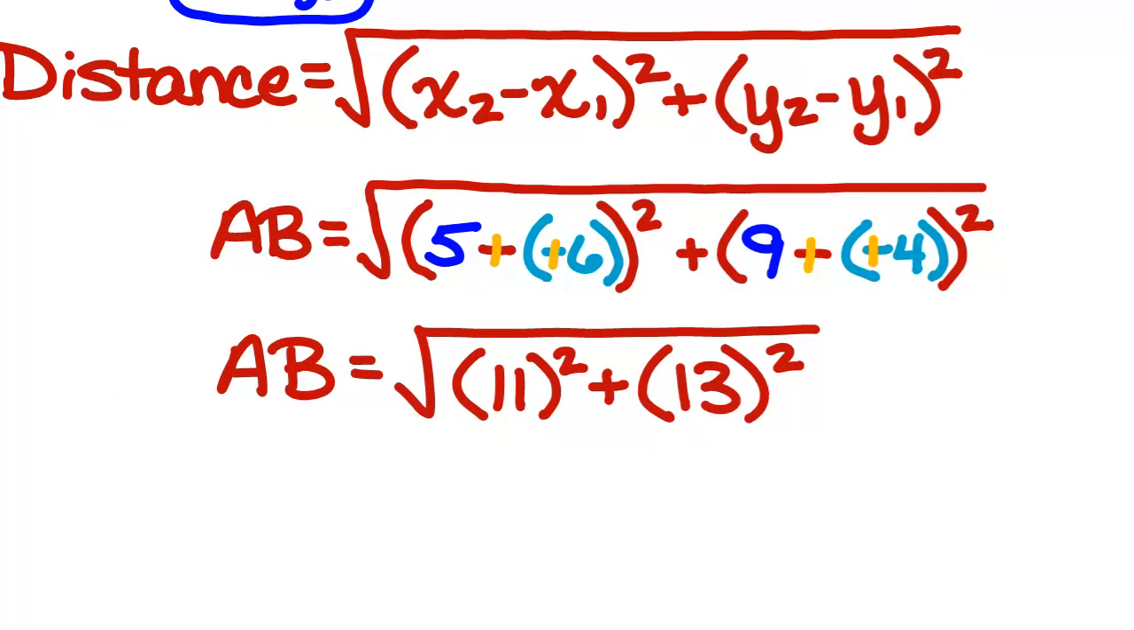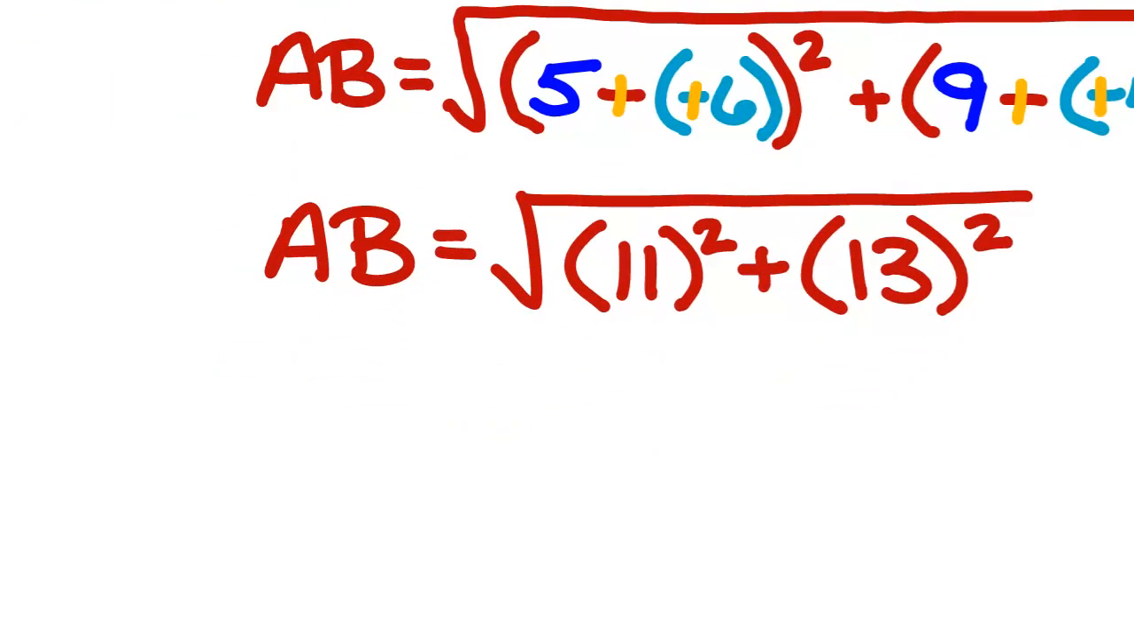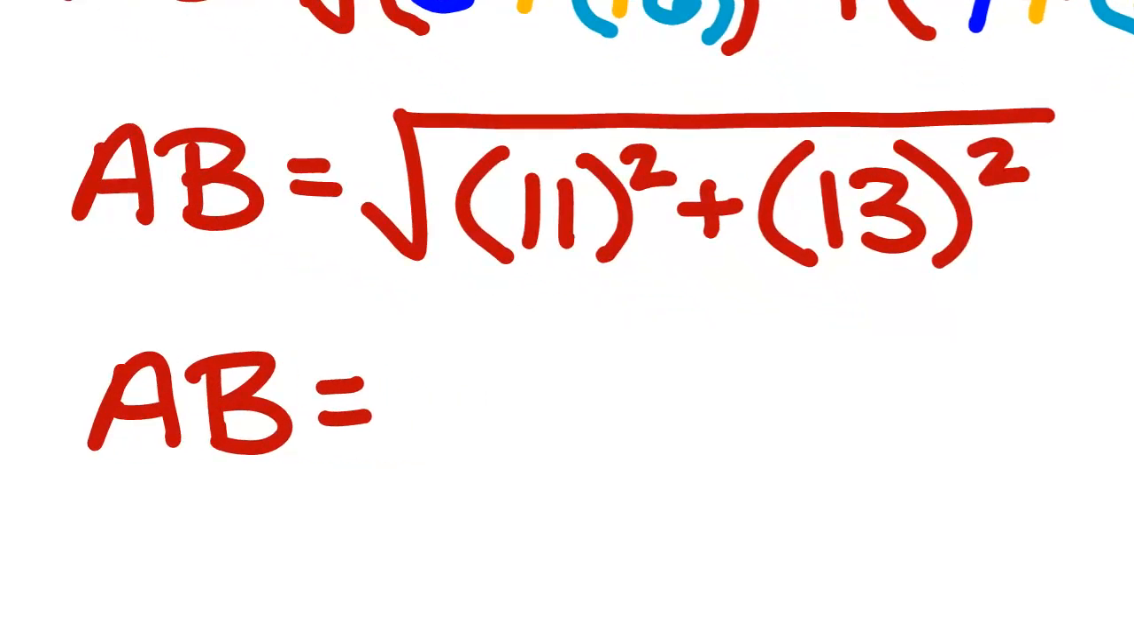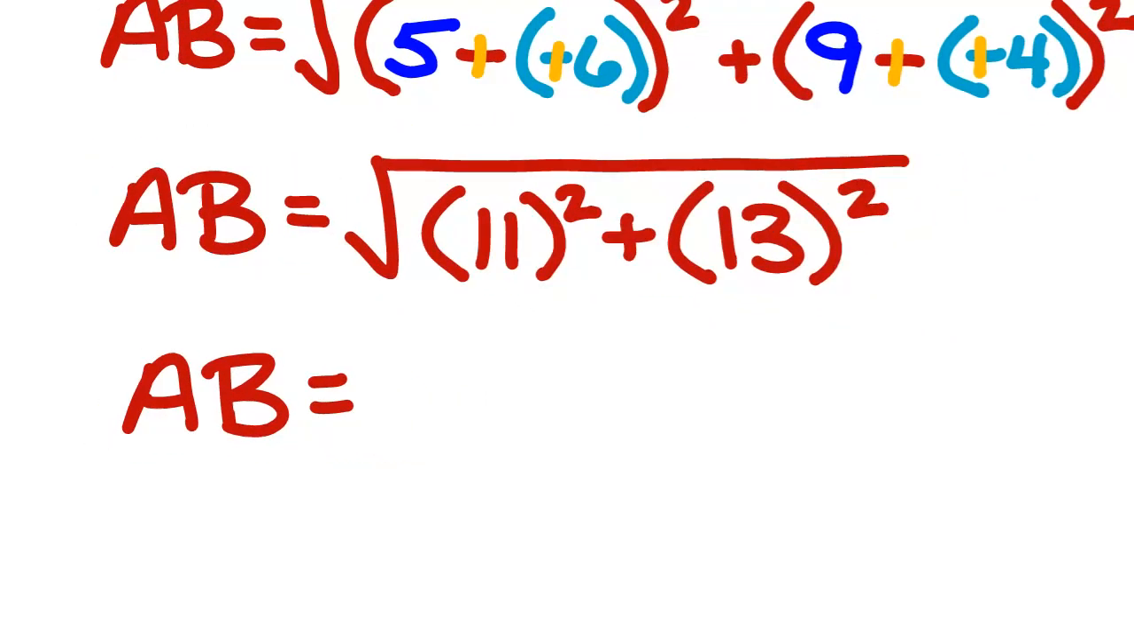So this is what I'm going to type into my calculator. Square root sign, so second to next squared. Inside parentheses, we're going to do 11 squared. And then plus, and then a new set of parentheses, and 13 squared. When you first hit enter on the calculator, it gives you something that's still underneath a square root. What's underneath the square root? 290.